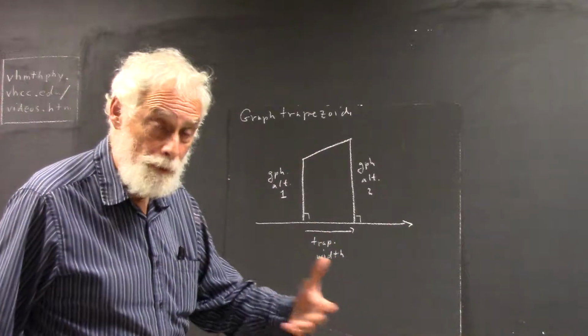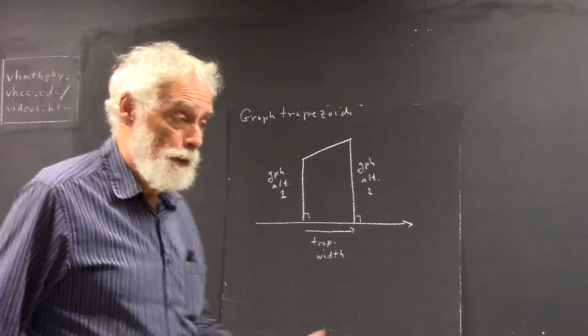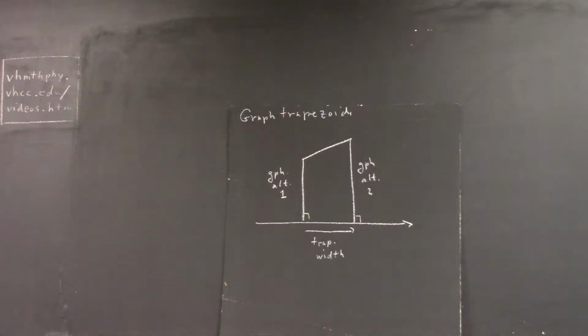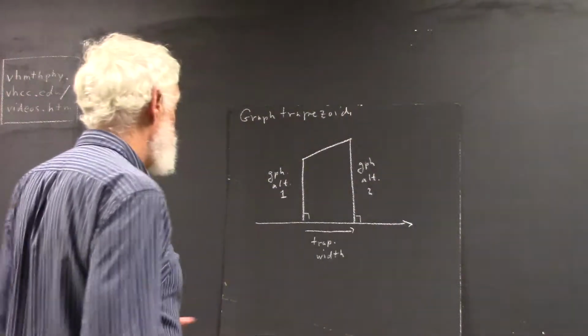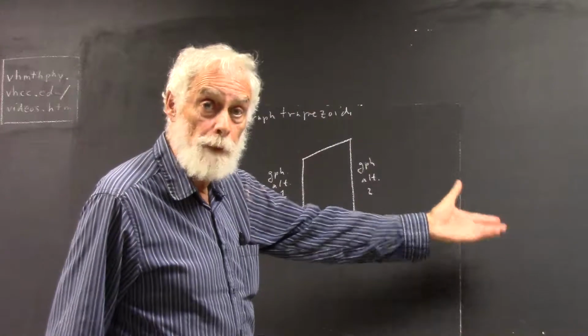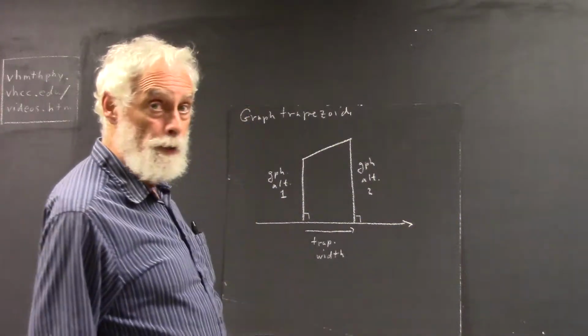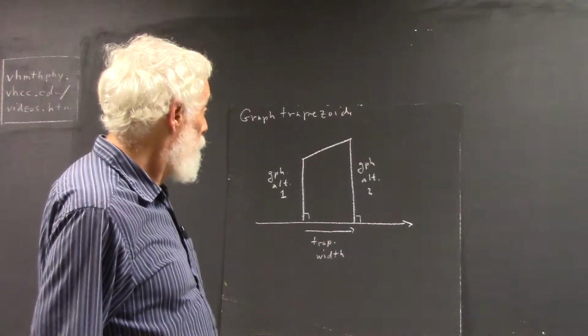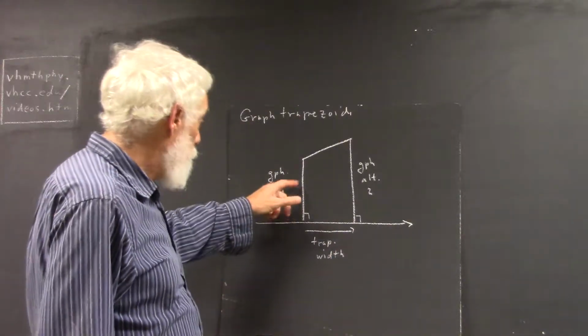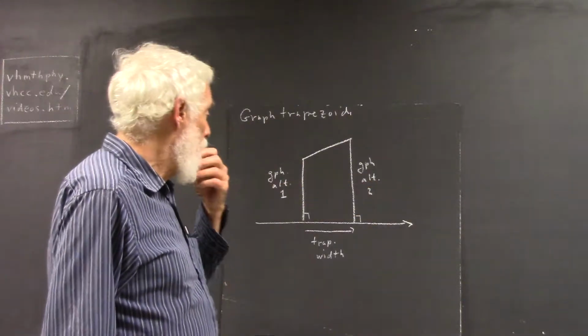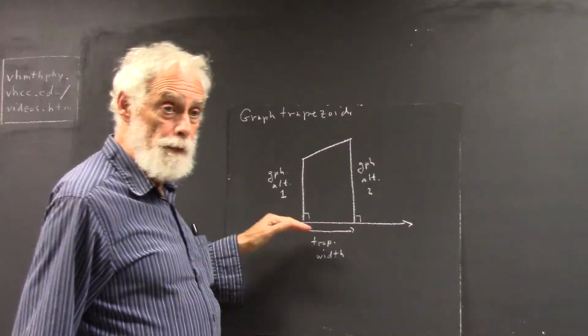Short summary of what we need to know about a graph trapezoid. The graph trapezoid, you have an axis here, represents some quantity, and implicitly there's a vertical axis that represents some other quantity. The graph trapezoid has graph altitudes here and here, altitudes relative to the x-axis.